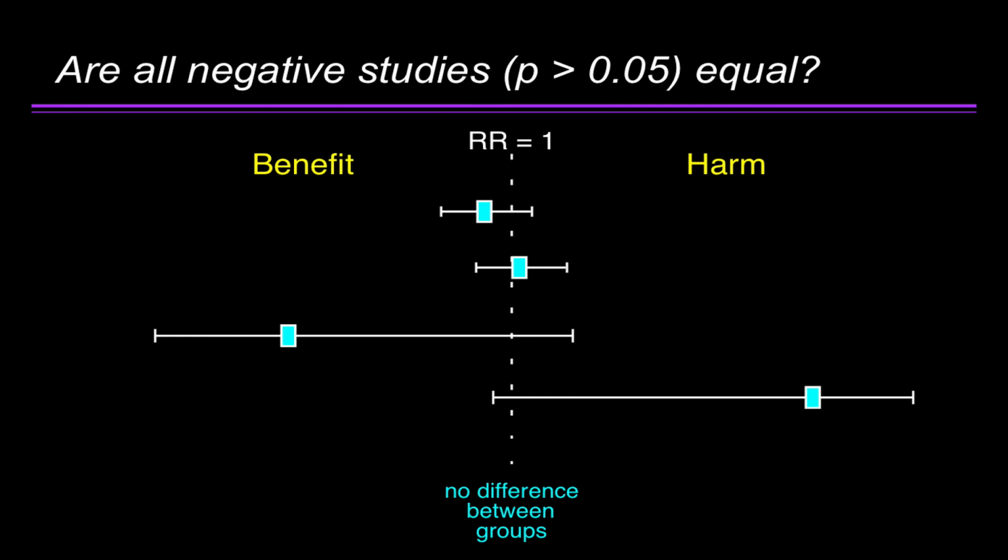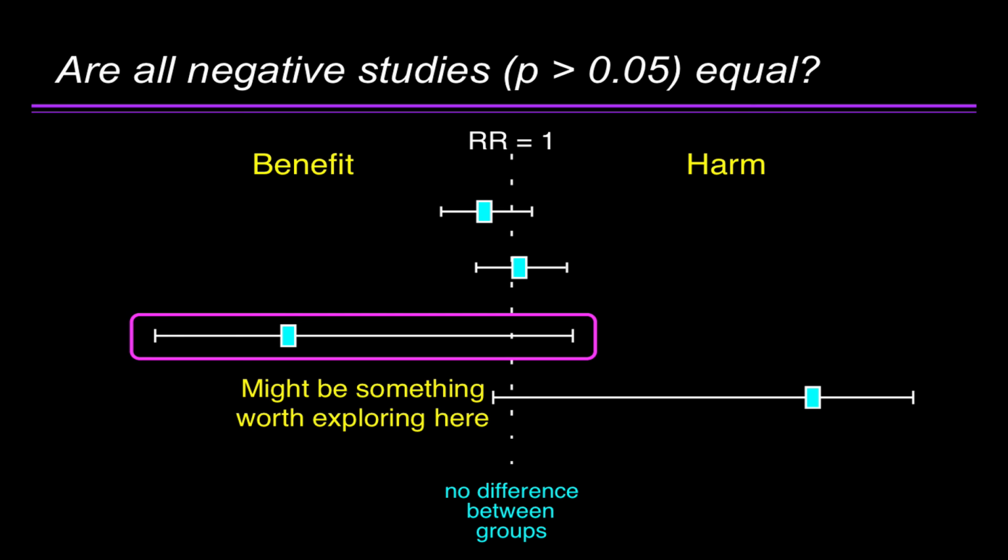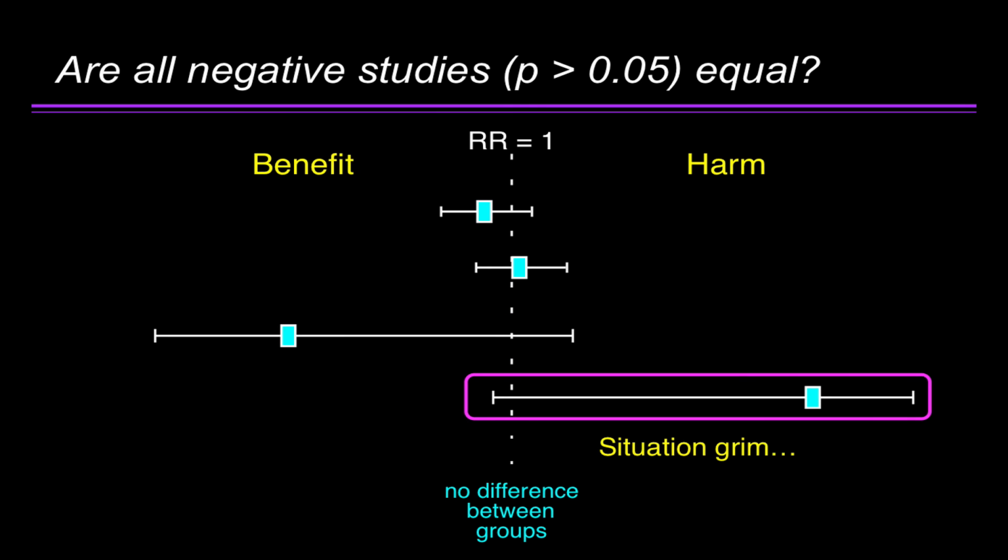The first 2 are tight confidence intervals, so we're certain that the effect is small either way. We're comfortable saying there's no difference here. But here, this is a wide confidence interval. We're not very sure about where the truth is, but it sure looks like there's something that might be worth exploring. Most of the confidence interval shows benefit. While here, the situation is grim. We're not very sure, but most of what we know suggests this drug probably ought to come off the market.